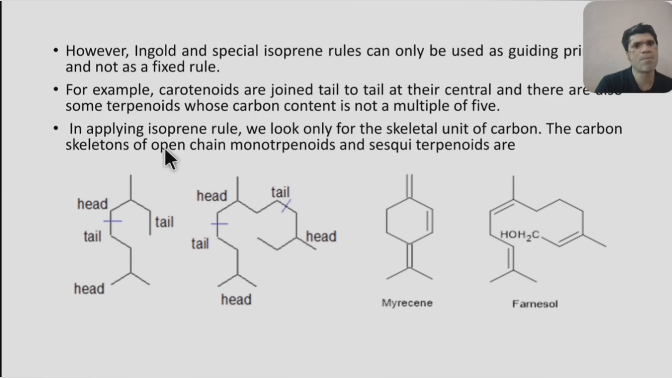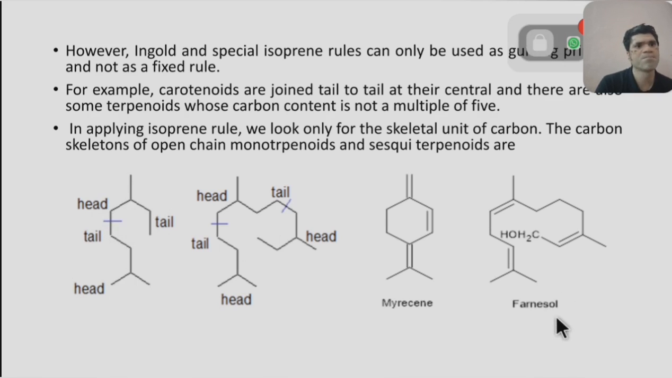So next, in applying the isoprene rule, we look only for the skeletal unit of carbon. The carbon skeletons of open chain monoterpenoids and sesquiterpenoids are as follows. So this is the monoterpenoid myrcene. Here double bonds are there, but we do not consider these double bonds. We only take the skeletal structure of this terpenoid, myrcene, and we see that here 2 isoprene units are there. This is one isoprene unit and this is another isoprene unit, and they are joined together in head to tail fashion.